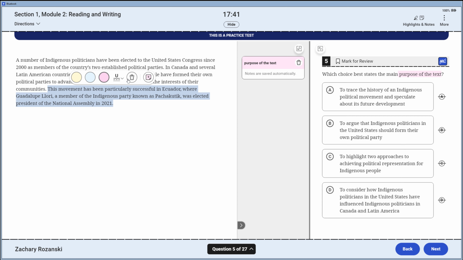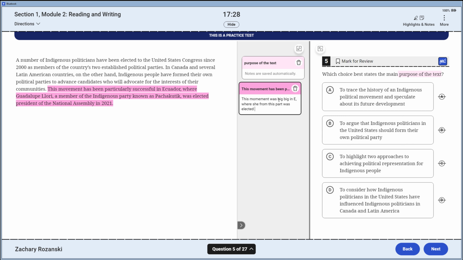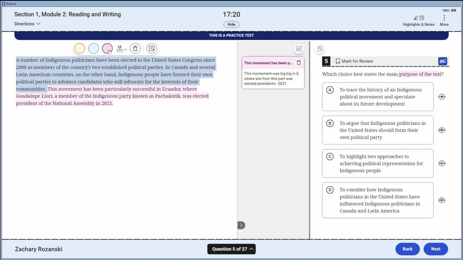Another main purpose one, fine. Let's go to the last sentence just to ground us to make sure that we don't lose sight of that. "This movement was big in Ecuador, where she, from this party, was elected president in 2021." Nice. So we are going to trash this little note, look for something up here that can help us. Let's make it a different color. We're going to summarize as we go.